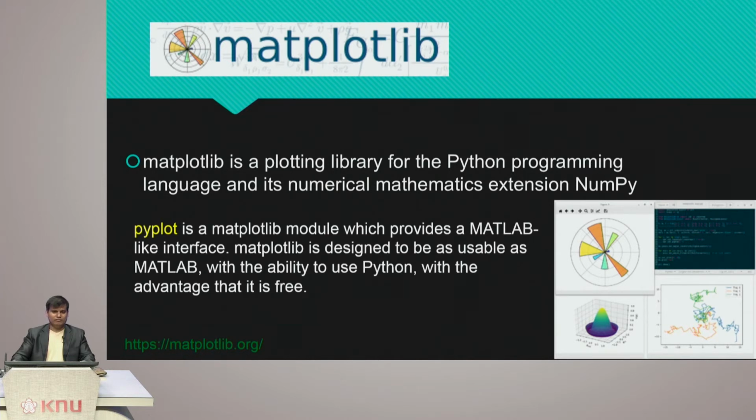Yes, Matplotlib is designed to be as usable as MATLAB. But now we are going to use this with our Python. That's one of the advantages that we have. And moreover, we know that Python and other libraries like Matplotlib are free. That's one of the advantages as well.